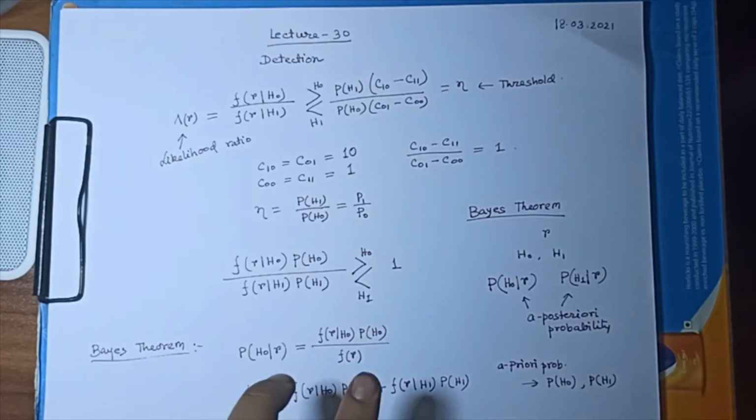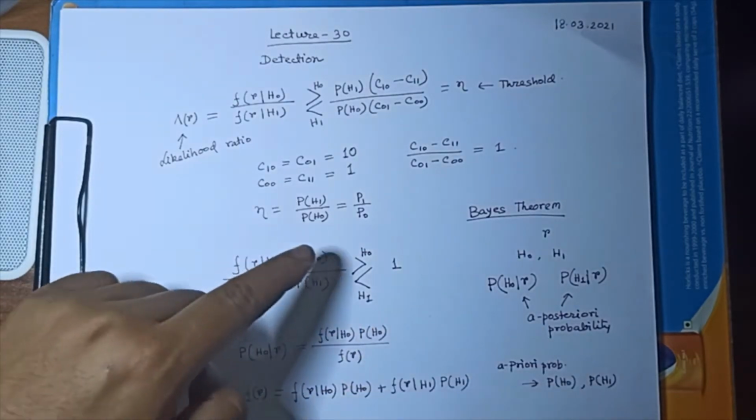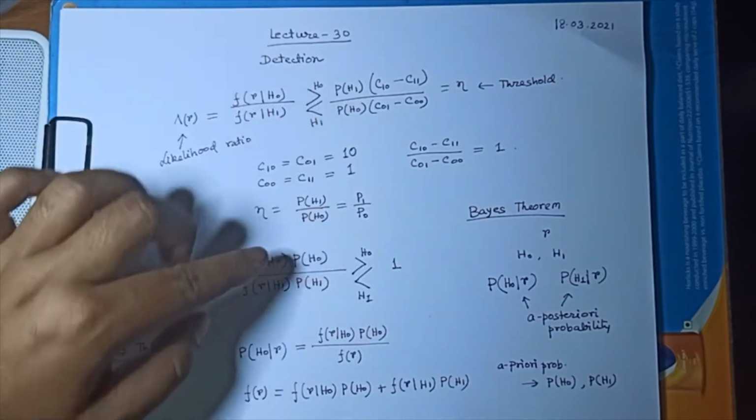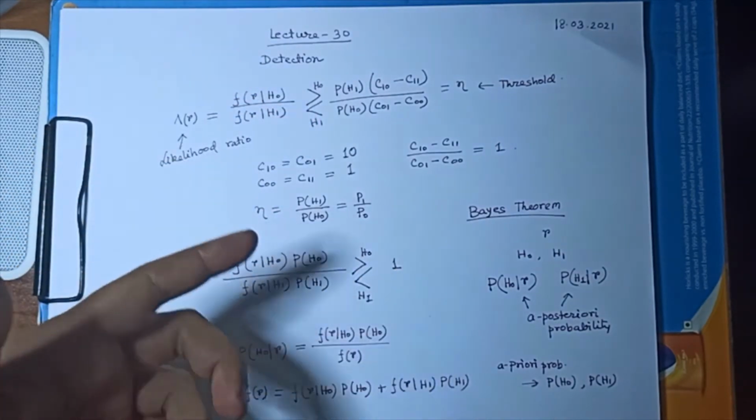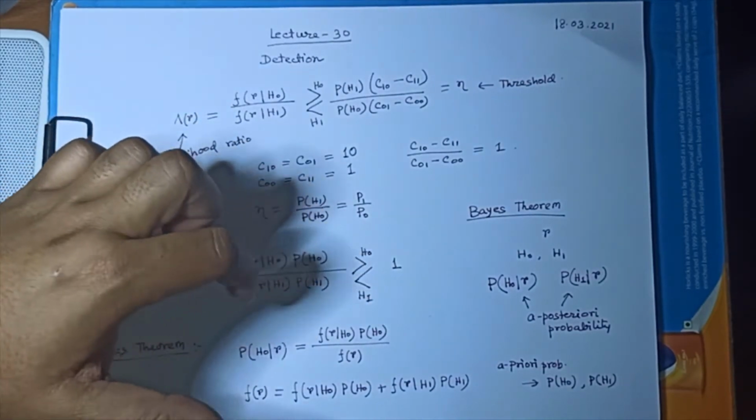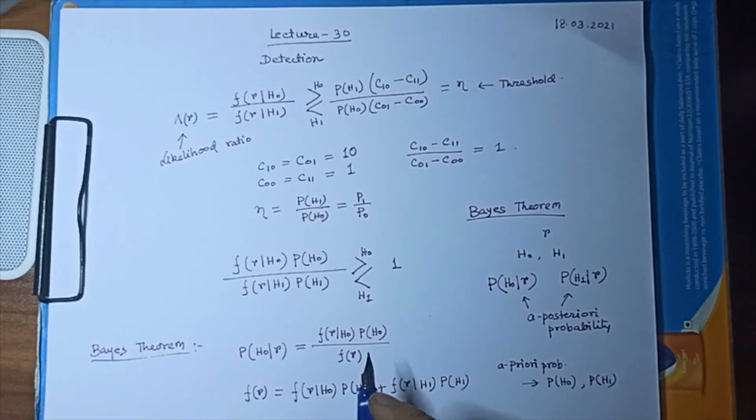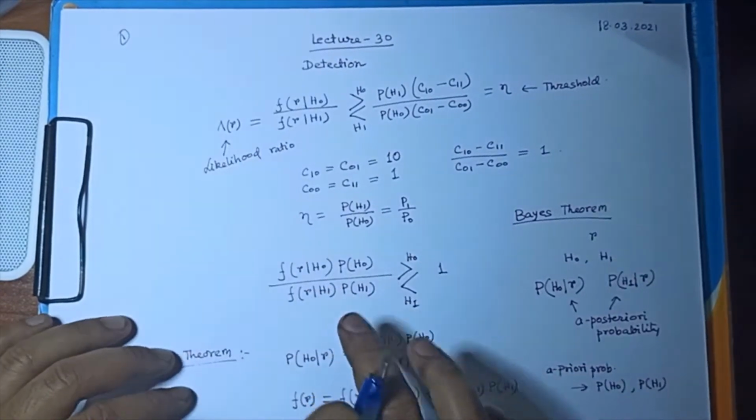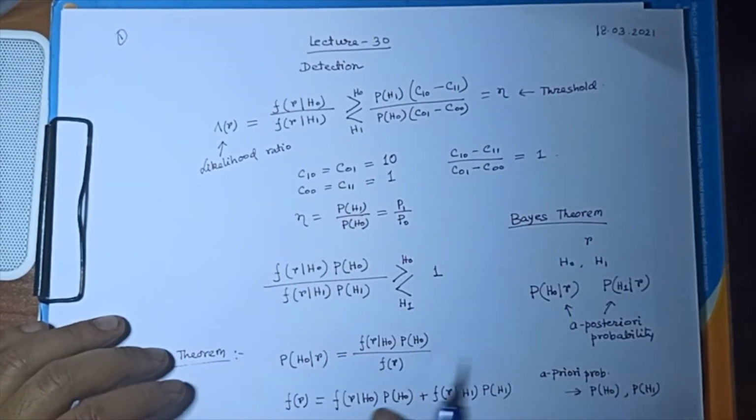Now you can clearly see that the numerator here is just this. So what I can do, I can basically take this side, or I can put here only for the numerator and denominator. I'll just divide them by the marginal density function f of R. Then what you will get? You will get the posterior probability. So I am dividing both the numerator and denominator by the marginal density function of R.